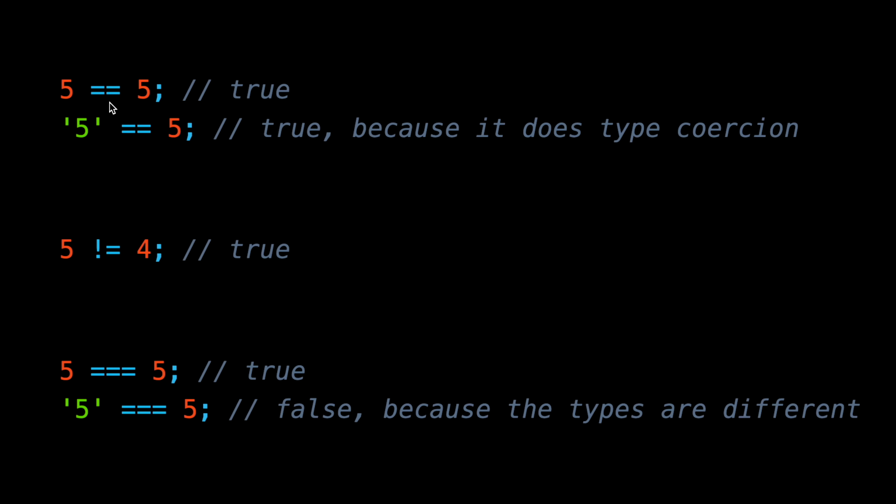The double equal sign is a comparison operator. Does 5 equal 5? True. Does the string 5 equal 5? True, because it does type coercion. We also have the does not equal. So 5 does not equal 4. That's true. Three equal signs is the strictly equal to operator. It returns true if the operands are equal and of the same type. So in this case, false.